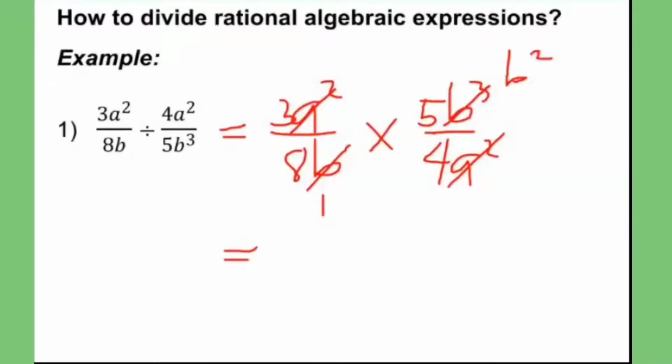3 times 5b squared, that is equal to 15b squared. At sa ating denominator, we have 8 times 4, that is equal to 32. And that is our quotient.